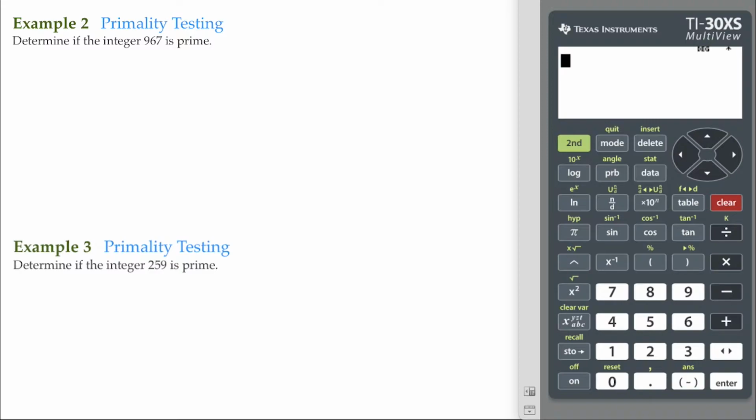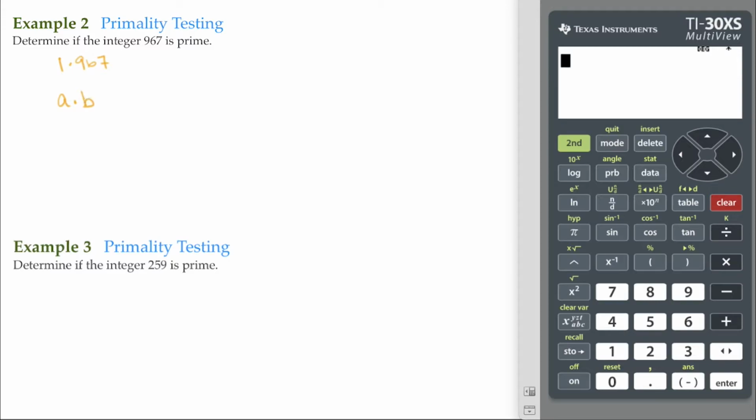So for primality testing, this one says determine if the integer 967 is prime. If 967 is prime, then it only has two factors, and that's 1 and itself. However, if 967 is not prime, that must mean it's composite. And we've seen that a composite number can be broken down or factored into a series of prime numbers. So if we have two values, a times b, one of these numbers has to be prime.